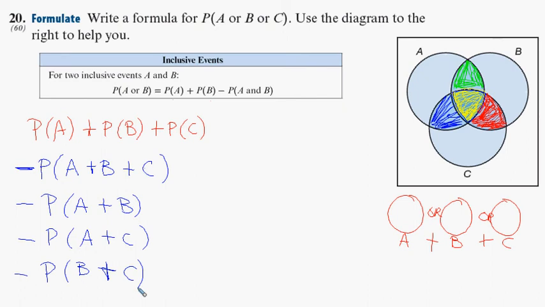Now, imagine if you were actually given values and having to calculate that probability. It'd be a little bit more tedious, but at least you know the logic and the formula behind it. The idea is that you add the probabilities together and then you take out, here's where this minus is coming from, all the places that are overlapping, okay?